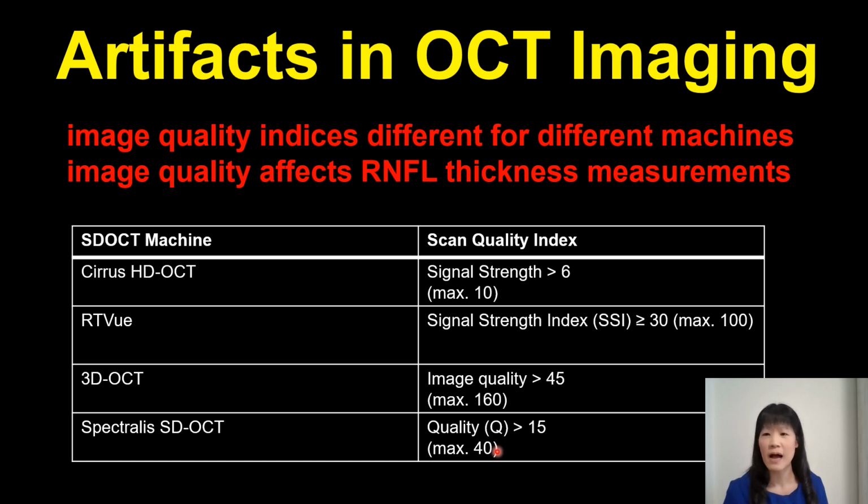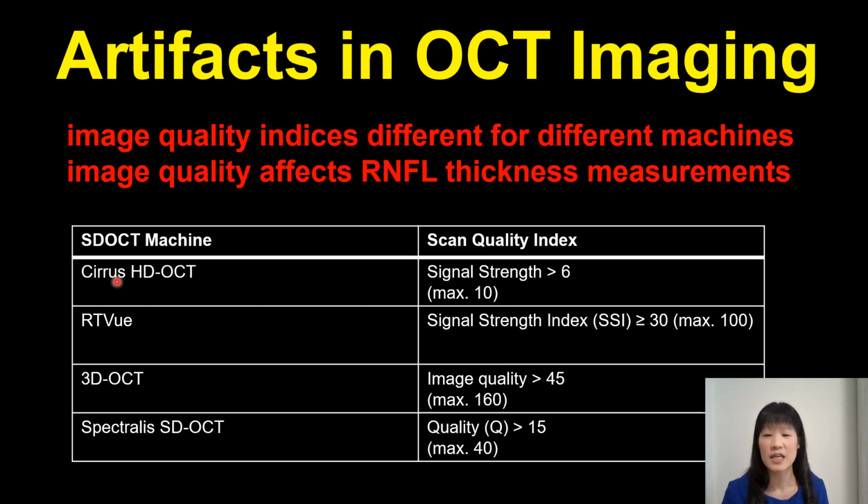It's like a blurry disk photo. How much can I really rely on that blurry disk photo? Or like the visual field that has 50% fixation losses. How reliable is that visual field test? So similarly, a quality score of 9 for an OCT scan is not good.